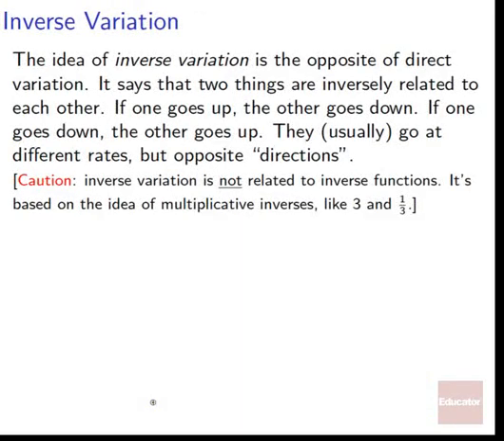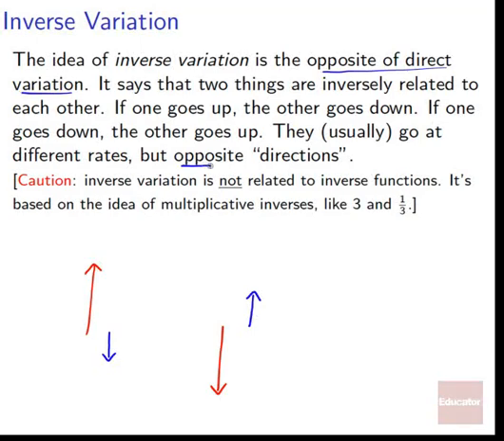The idea of inverse variation is the opposite of direct variation. Not a big surprise there. It says that two things are inversely related to each other. So this means if one goes up, the other one goes down. But if one goes down, the other one has to go up. So they're usually going to go at different rates. Once again, they have different growths in the red and blue arrow, but they're going in opposite directions.